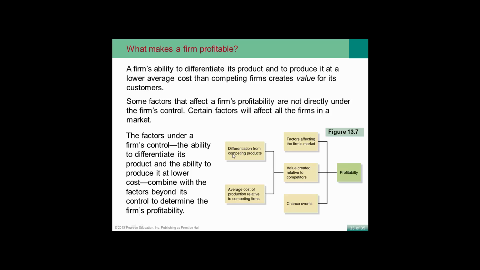So let's think about it. The ability to differentiate and the average cost being lower. So if I can reduce my cost, then I can still make a profit. That goes into the value created relative to competitors. Then there are chance events, and then there are factors affecting the firm. And these all get combined to figure out, will it be profitable?